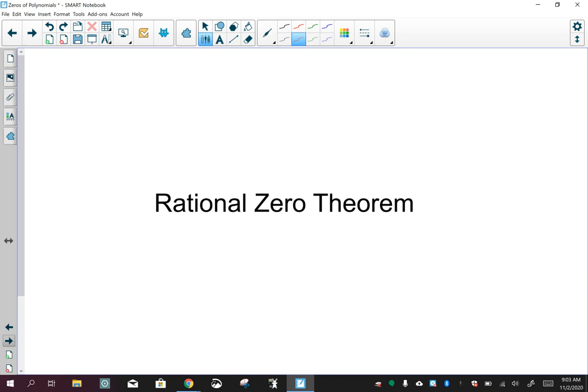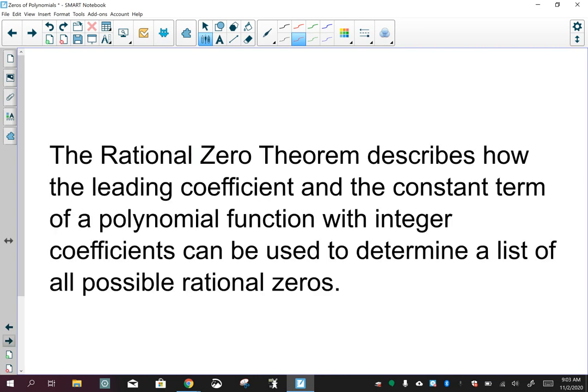Last part, rational zero theorem. Now, again, this is something that you should have remembered from Algebra 2. The rational zero theorem describes how the leading coefficient and the constant term of a polynomial with integer coefficients can be used to determine a list. So this is what we're doing: we're generating a list of all possible rational zeros.